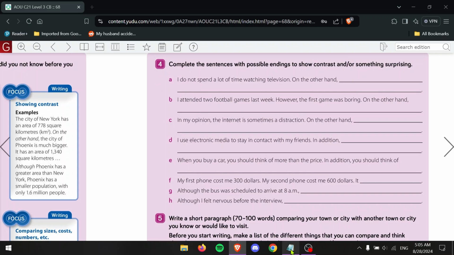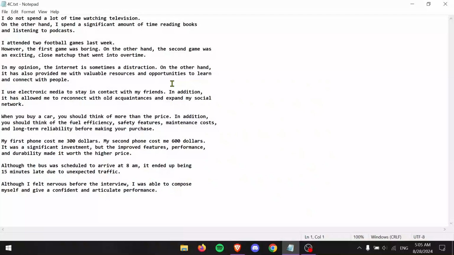So let me take a look. For 4, I've actually done them all here. So let me show you my contrast for each one. For A, we said, I do not spend a lot of time watching television. On the other hand, this is my part, I spend a significant amount of time reading books and listening to podcasts. Do you need to write it this exact same way? Absolutely not. You could talk about anything else. You could even write something completely different from this. The main idea is it's not something set in stone. As long as it's correct, you're golden.